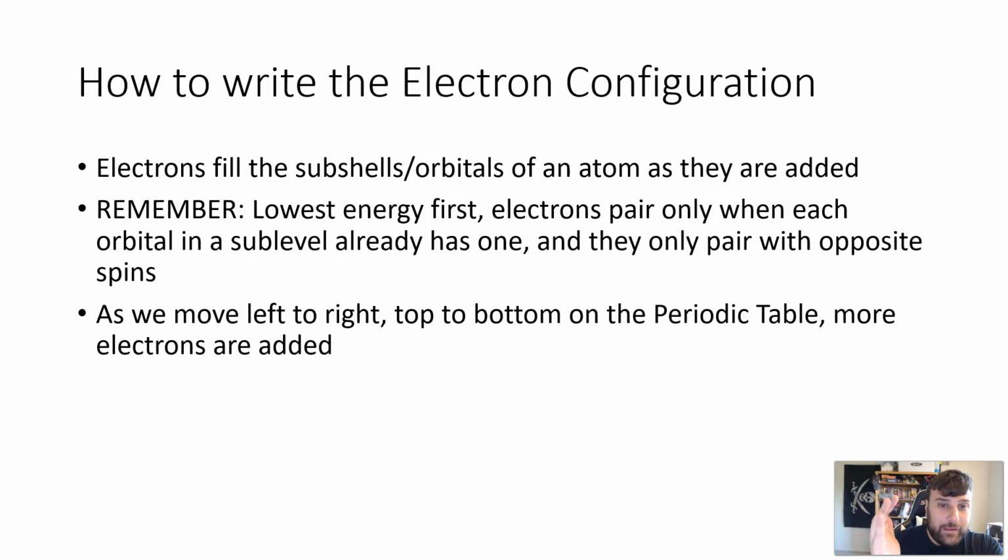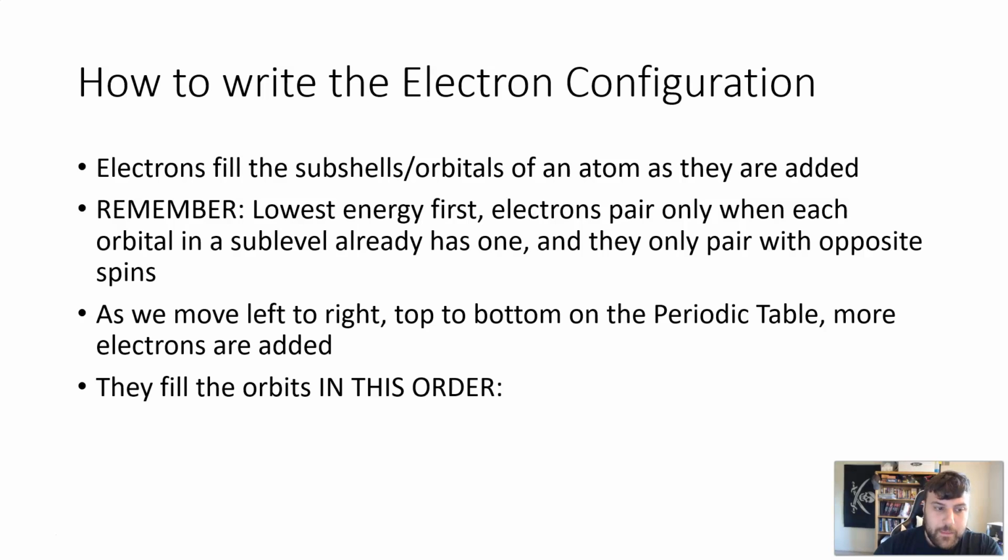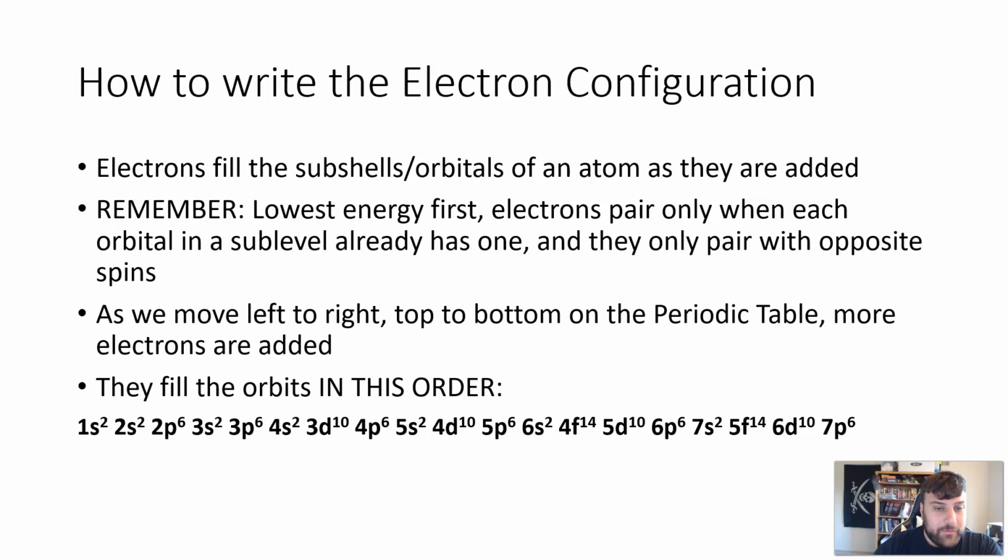As we move, once again, through the periodic table, we go from left to right, top to bottom. There are more electrons added because there are more protons. The particles themselves are just continually being added. They will fill the orbitals in this order. Now, like I said, I'm going to pause after this. Okay? So, the orbitals, starting with 1s, because that's our lowest.